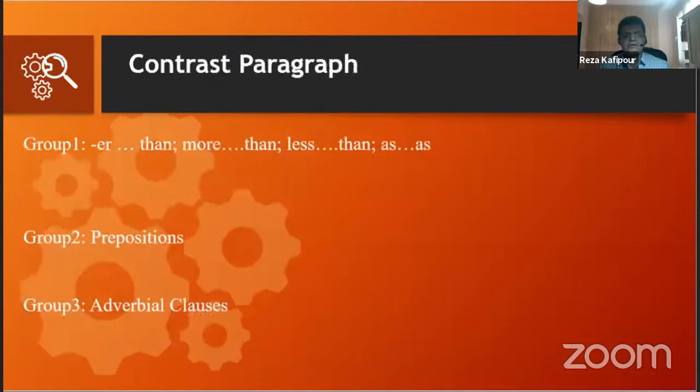So we'll go to paragraph of contrast. For a paragraph of contrast, it is clear we are going to discuss differences between two persons, two ideas, or two concepts. Maybe the commonest and simplest one is the use of comparative adjectives to say that two persons are different from each other in a specific aspect. So group one signal is the use of comparative adjectives, for example, than, more than, less than, or the structure as.